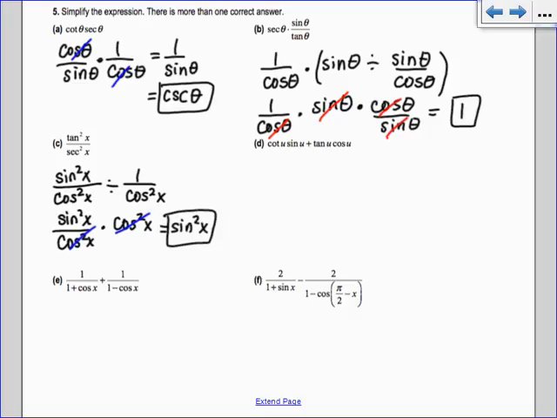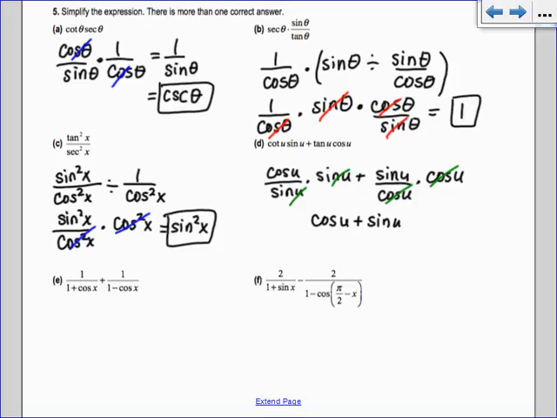Okay, the next one, same idea. So we have cotangent of u, so it's cosine of u over sine of u times sine of u, plus tangent is sine of u over cosine of u, and then we have times cosine of u. So we cancel, cancel, cancel, cancel. So all we have is cosine of u plus sine of u. So be careful. A lot of people will say that that's 1. It's not, because there's no squares, right? So we just leave it.